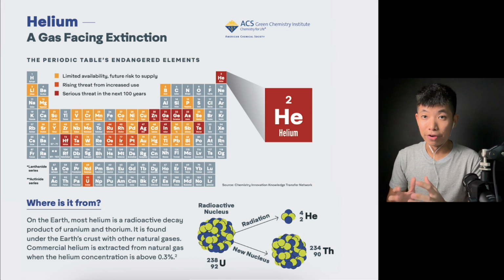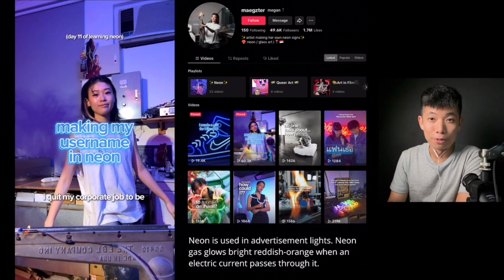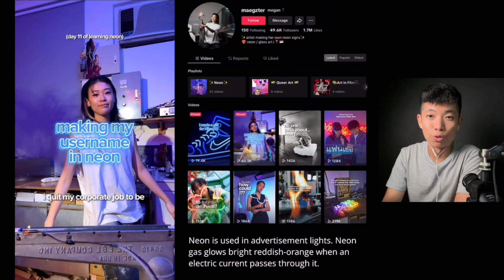So because of its very useful applications, we need to conserve helium because helium is a finite resource. We don't want it to run out eventually one day. Let's talk about neon, which is the next member in the noble gases.